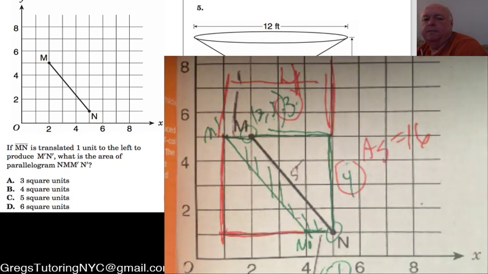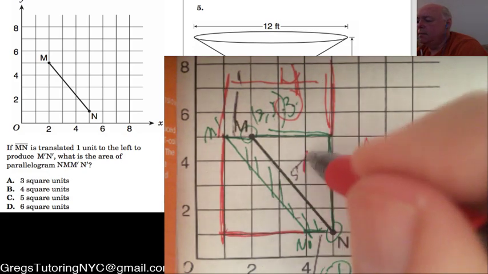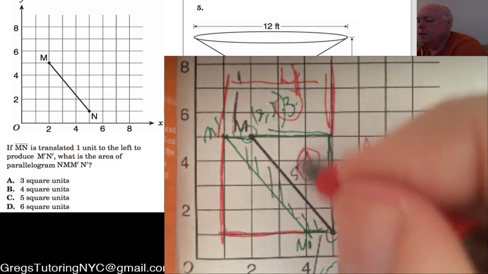Okay? But we have 2 triangles. Triangle A right here and triangle B right here.